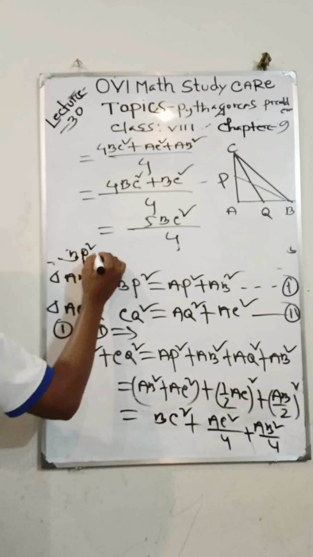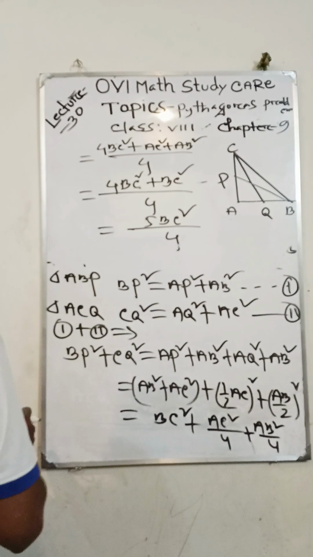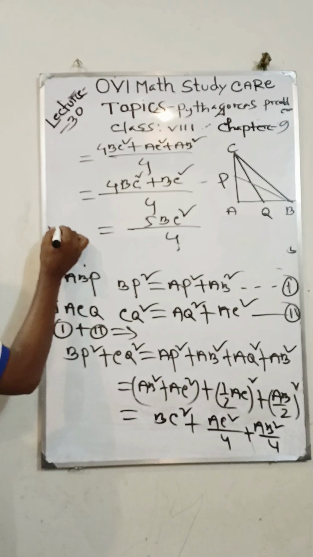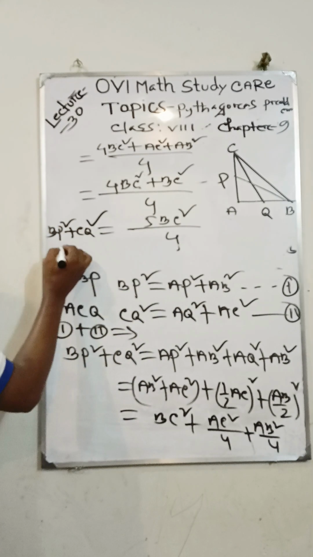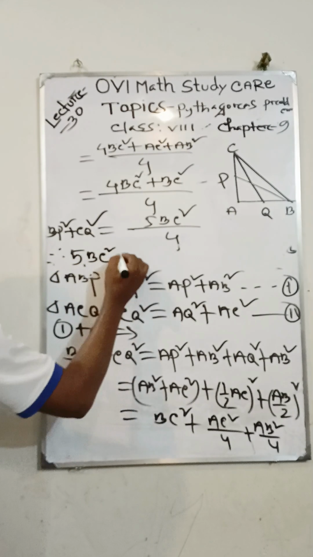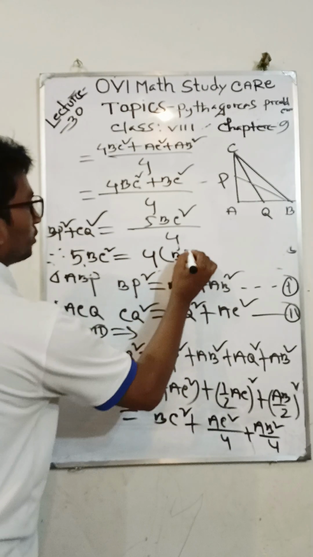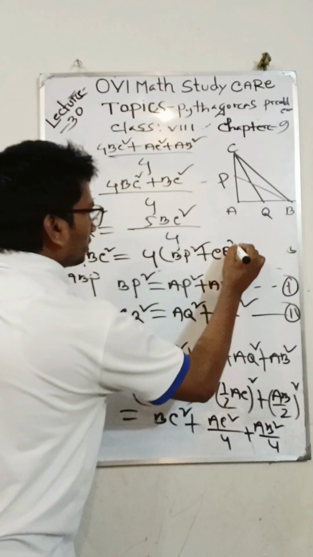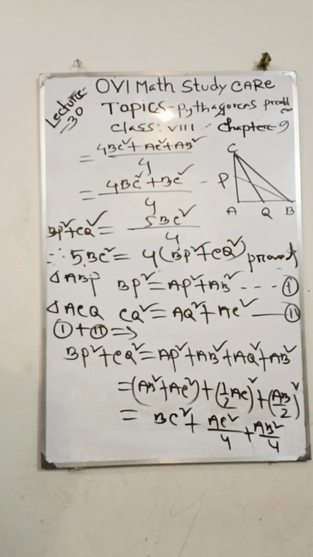So then, if we cross multiply, we get BP square plus CQ square equals 5BC square over 4, so 5BC square equals 4 into BP square plus CQ square. Hence proved. This is how problem number 17 has been solved.